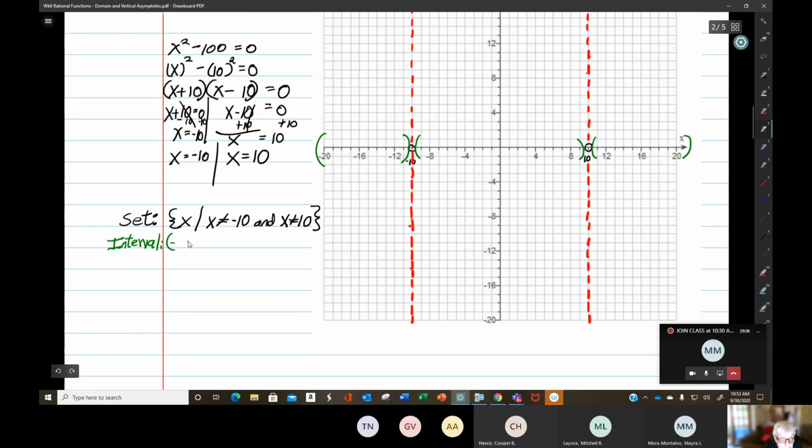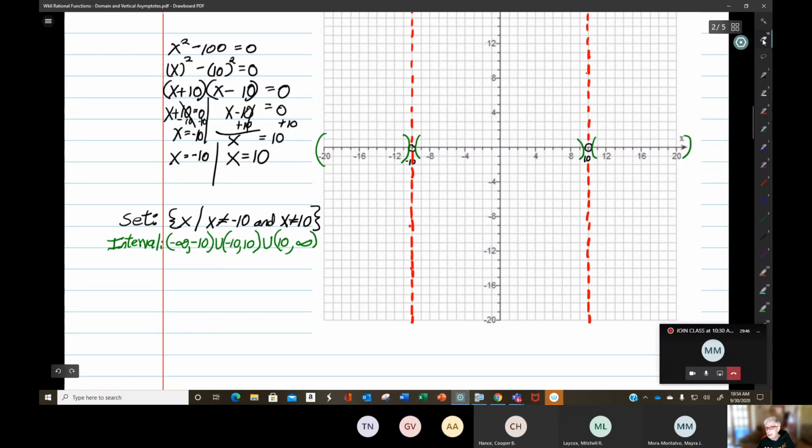-infinity to -10, union, the other side of -10 to +10, parenthesis, union, the other side of +10 to infinity. So these would be the two ways that you would write your domain.